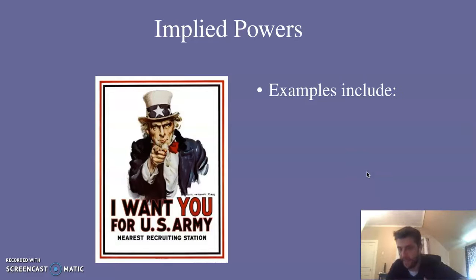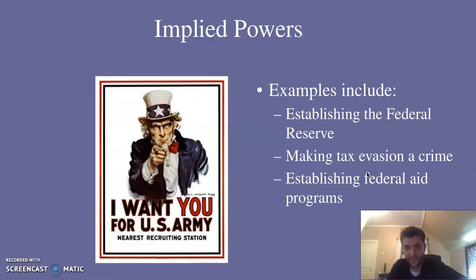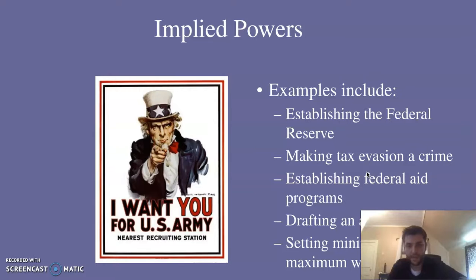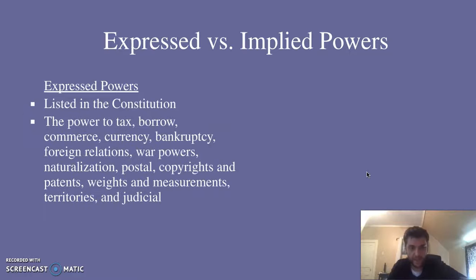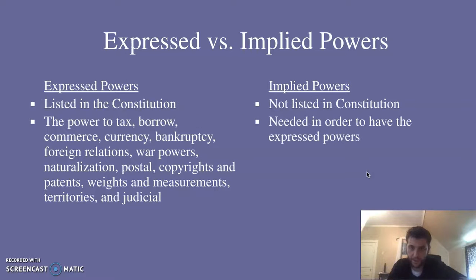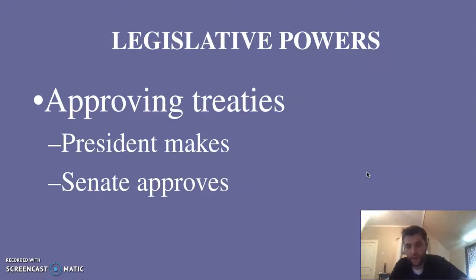Some examples of implied powers: establish the Federal Reserve, make tax evasion a crime, establish federal aid programs like FEMA, draft an army, set minimum wage and maximum work hours. So express powers are listed in the Constitution, such as this. Implied powers are not necessarily listed in the Constitution, like that. All right? So these are the powers of the Congress.